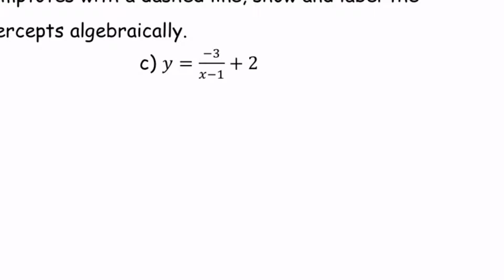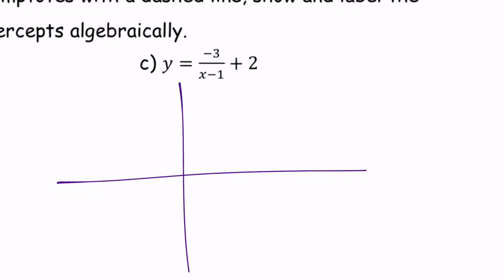Alright, last mama graph transformation, y equals negative 3 over x minus 1 plus 2. So again, let's start by moving our asymptotes around. X minus 1 moves it right 1. Plus 2 at the end moves it up 2. So 1, 2. Got my asymptotes, so now I have my new reference point, that intersection of the asymptotes there.